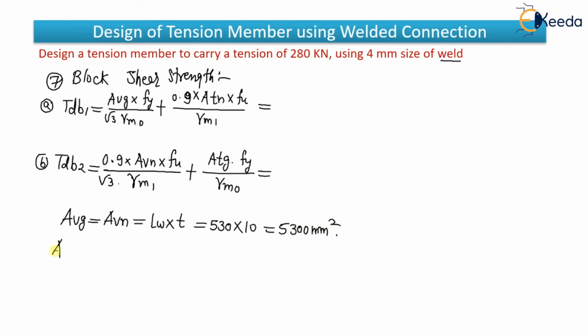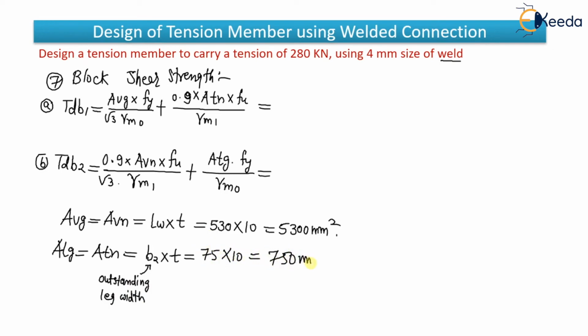Now what is ATG? ATG will be equal to ATN in case of a welded connection, and it will be B2 into T. What is B2? Width of outstanding leg. This one is your outstanding leg width. What was the width of the outstanding leg? It was 75. So 75 into thickness 10, so it is 750 mm square. So you have calculated this.